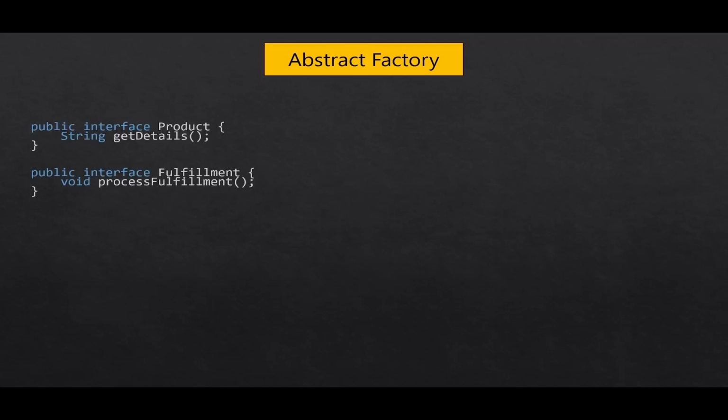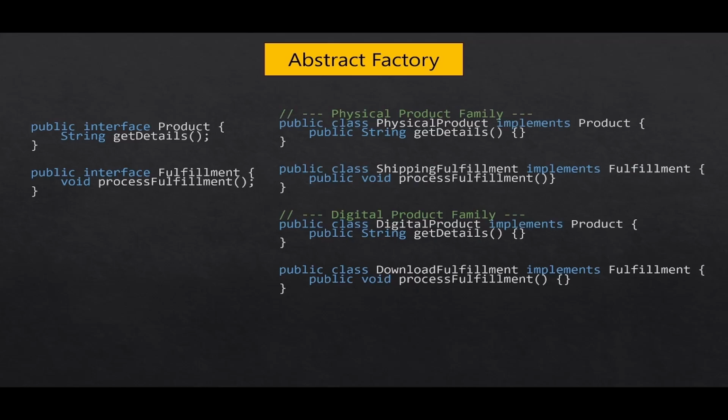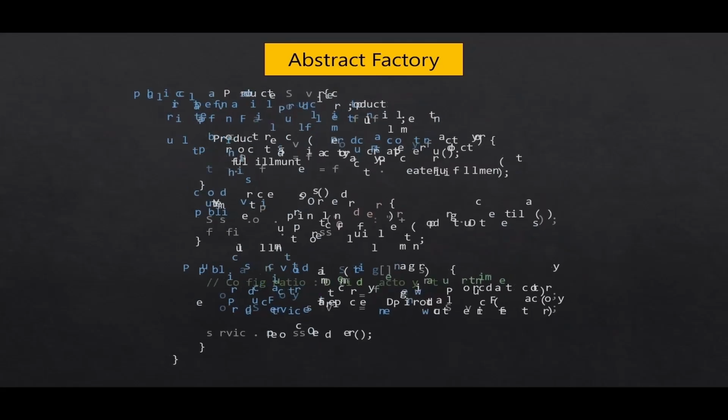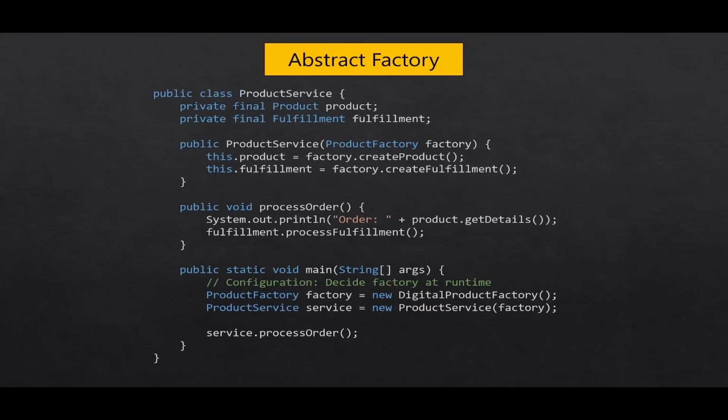Now we will look at the code of the abstract factory. It is the same as how we have defined in the UML diagram in the previous section. We will define the two interfaces, product and fulfillment. We will define their concrete classes for physical product, shipping fulfillment, digital product, download fulfillment. Then we'll define their product factory, physical product factory and digital product factory, and finally the interface of product factory. And that's how our client will be able to use our abstract factory to create any type of product they want. In this example, we have used digital product factory and it is creating a digital product.